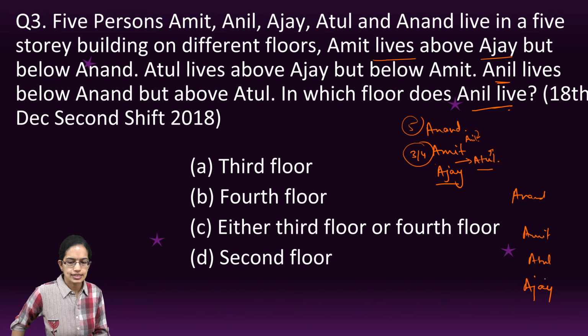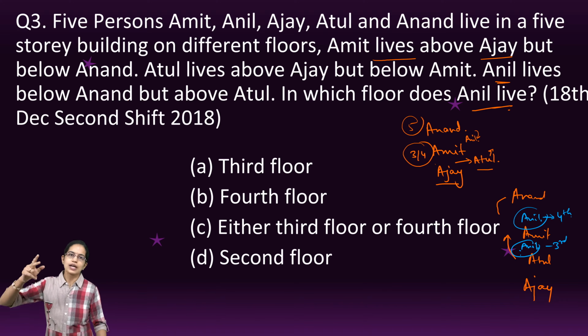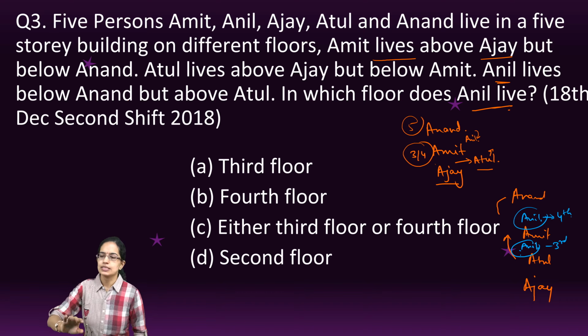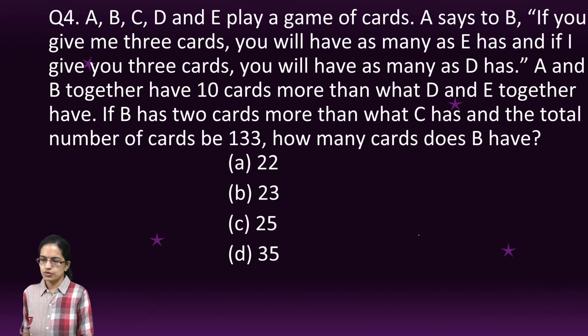That hierarchy is clear. Now the question says Anil lives below Anand and above Atul. So Anil could be either here or here. Anil could be at any of these locations. If it is at this location, he would be on the third floor. If he is at this location, he would be on the fourth floor, above Amit. So he could be above Amit or below Amit, as simple as that. Therefore, third floor or fourth floor is the right option for this question.